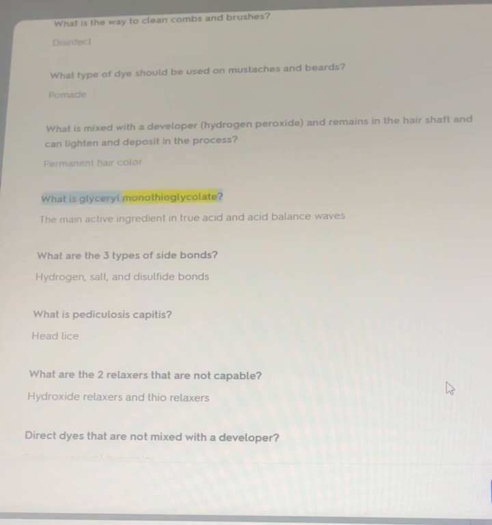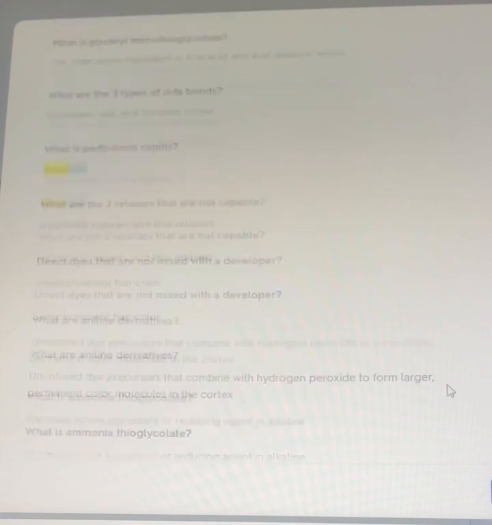What is glyceryl monothioglycolate? The main active ingredient in true acid and acid balanced waves. What are the three types of side bonds? Hydrogen, salt, and disulfide bonds. What is pediculosis capitis? Head lice.